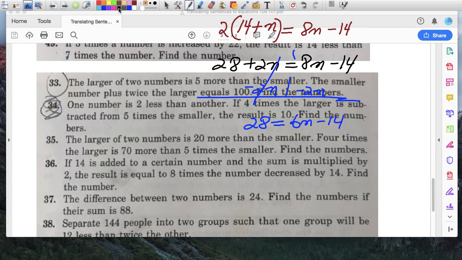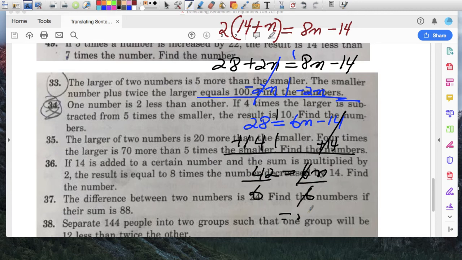Now it becomes a nice little story, which says that I'm going to first add 14 here, add 14 here. These two go bye-bye, 6n comes down, 28 plus 14 is 42, divide by 6, n equals 7. n equals 7.